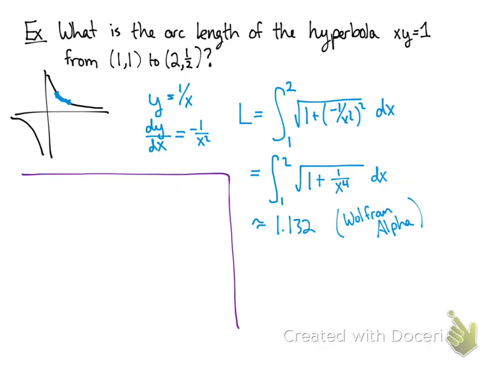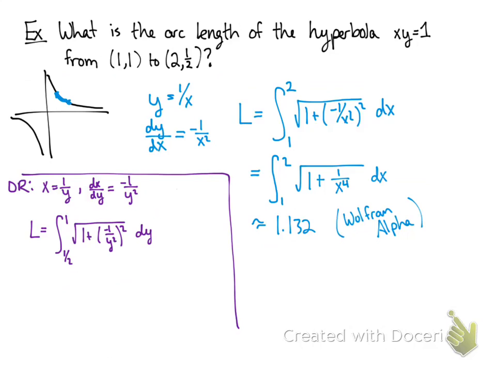But I could have done it a different way. I could have, instead of solving to get y equals some function of x, solved for x and got x equals the function 1 over y. Taken the derivative of that, thinking of y as the variable, and then the y version of the integral would be the integral between the y values, so y equals 1/2 up to y equals 1, of the function 1 plus this derivative squared with respect to y. Though it doesn't look like the same integral, it gives you the same value as its answer, 1.132 approximately. So either way will work.